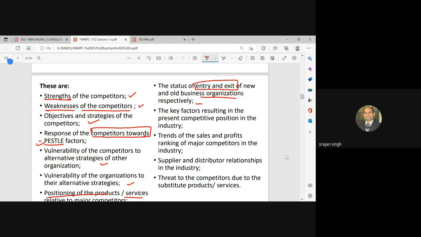The key factors resulting in the present competitive position in the industry. Trends of the sales and profit ranking of major competitors in the industry. This will also give us more than enough information about the competitors. Suppliers and distributor relationships in the industry, and threat to competitors due to substitute products or services.